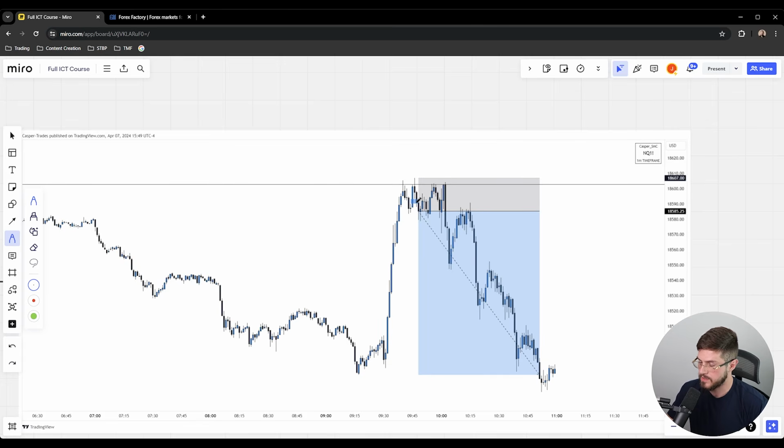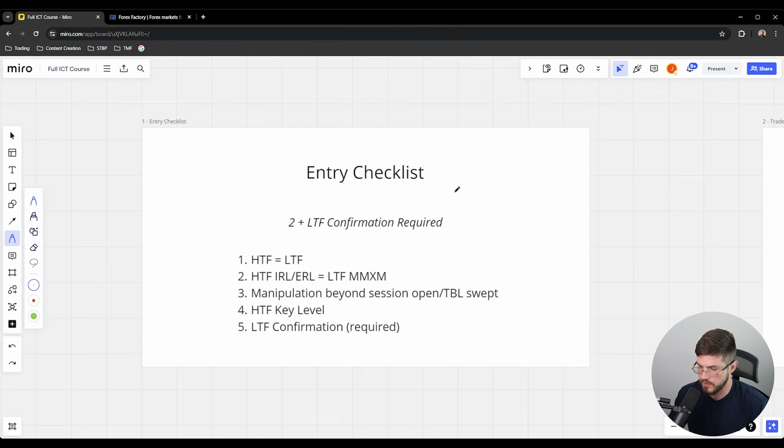So inverted fair value gaps, SMT, or market structure shift, they can all be used interchangeably. And just like anything else I've taught you, if you have 2 or more of them, or maybe all 3, that is even higher probability. So here is the entry checklist.